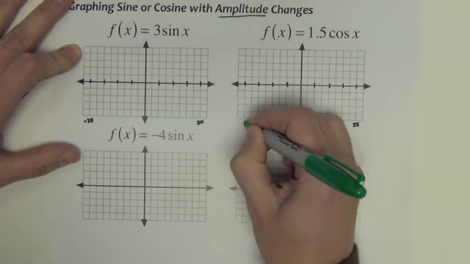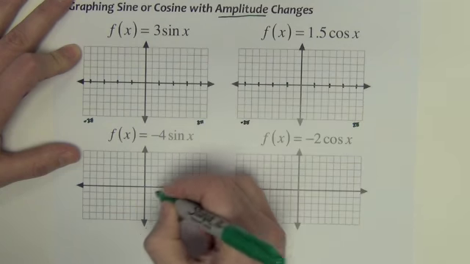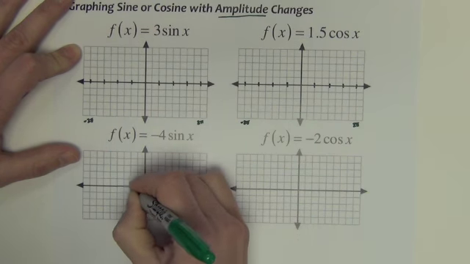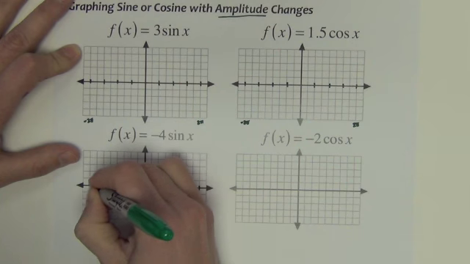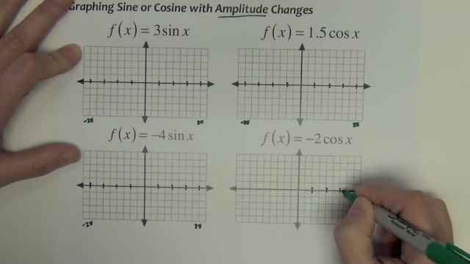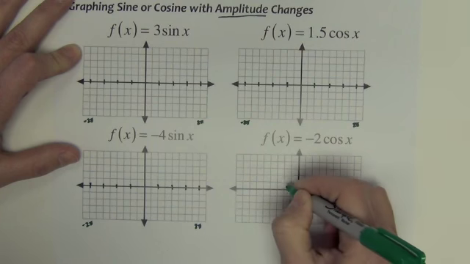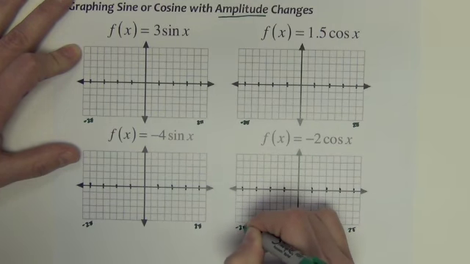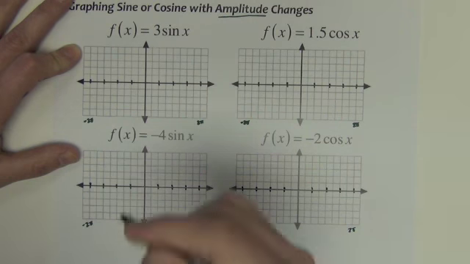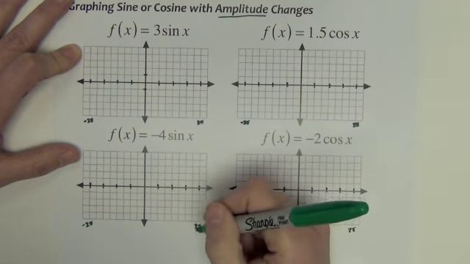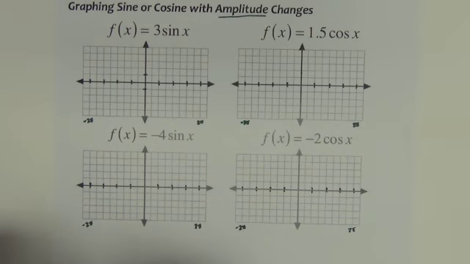It's really not enough to just put the little tick marks there. You need to label the axis. Okay, one more. And then, of course, if I don't label them, we'll just assume that every box counts 1. Okay, so, graphing with amplitude change.